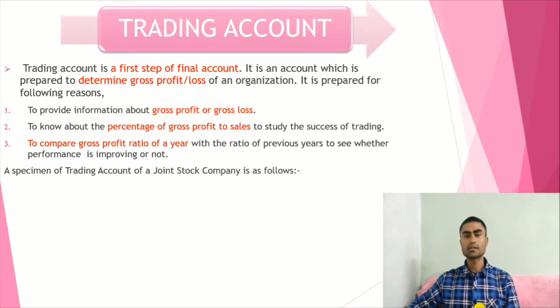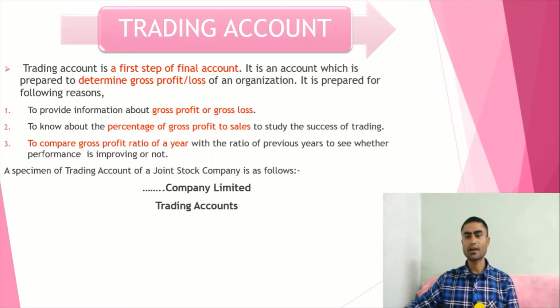Here is a specimen of a trading account of Joinster company. While preparing a trading account, we should write the heading first, that is the name of the company. Here there is no name, so we can write Company Limited, Trading Account for the year ending. Why do we write for the year ending? It is a continuous process.